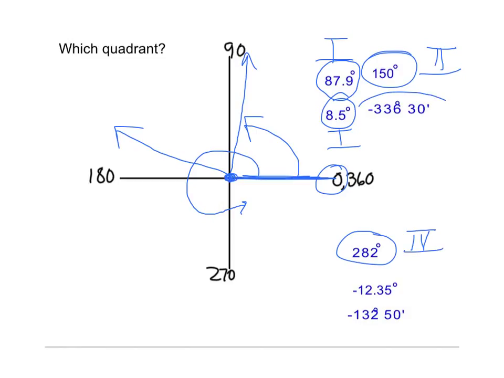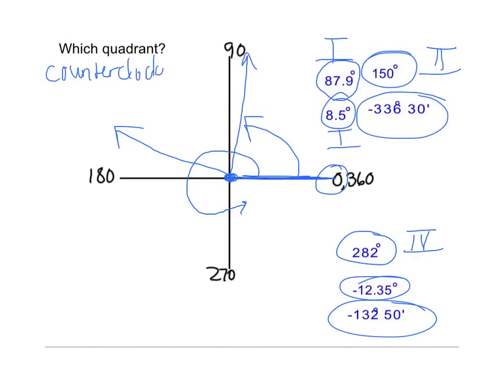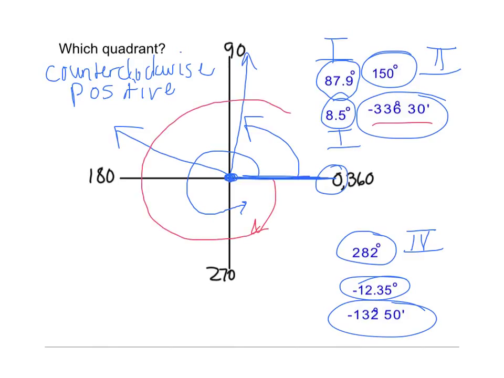Now these other three are negative. Notice that when we did a positive angle, we went in a counterclockwise position. Right? That's a positive angle. So if we go in a clockwise direction from the initial point, then that would be in a negative direction. So you have to kind of think of it backwards. We know all the way around is 360. So if we want to do negative 336 degrees in 30 minutes, that's going to end up in the first quadrant because we're going in the opposite direction.